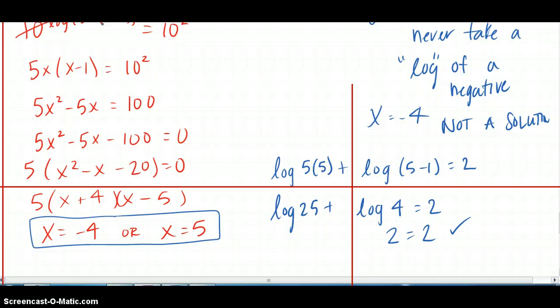So those are the properties you're going to use when solving for logarithmic and exponential functions. Because logs and exponents are opposites of each other, when you're solving for a log, you're going to exponentiate it. When you're solving for exponents, you're going to log both sides.